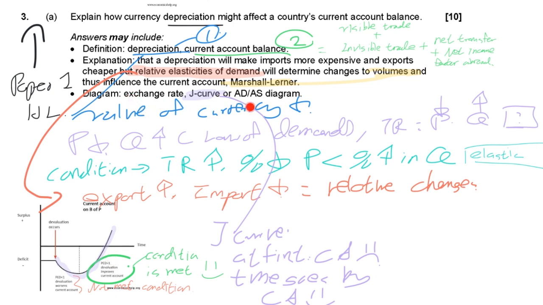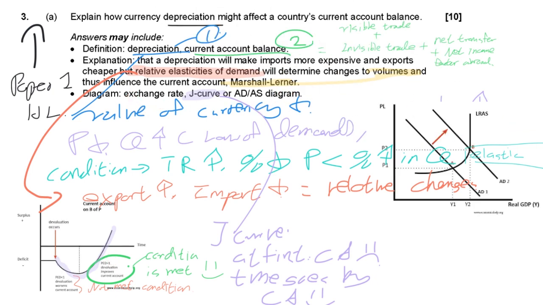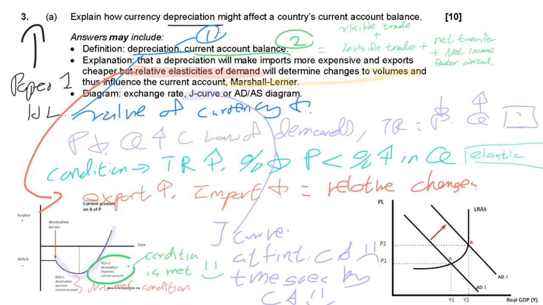Another diagram that you may draw is the AD-AS diagram. As you can see, when there is depreciation, usually exports would be stimulated because the price becomes cheaper. So let's mark it down: exports would increase while imports would drop, making net exports increase, so boosting the AD curve, shifting it to the right. So this is another theory that you can talk about.